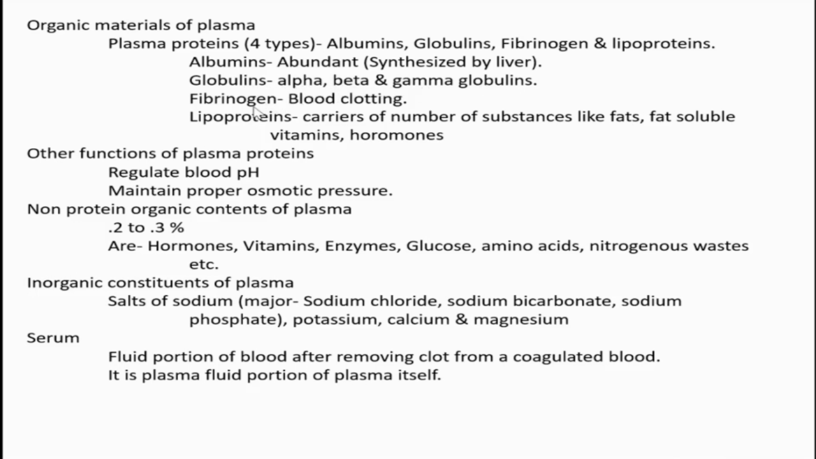Then fibrinogen is there. Fibrinogen is very important for blood clotting. Then lipoproteins are also there. They act as carriers for a number of substances like fats, fat-soluble vitamins, hormones, etc. Then other functions of plasma proteins, what are they? They regulate blood pH and also maintain the proper osmotic pressure in the body cells.